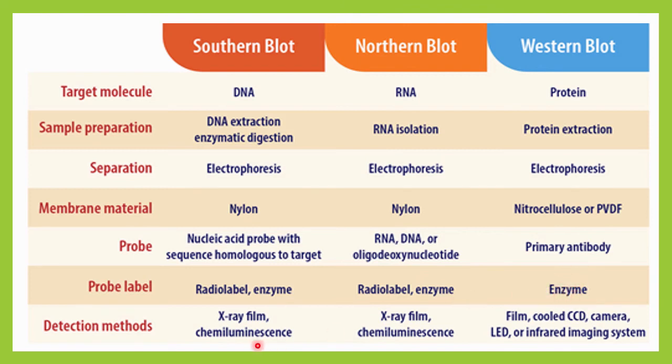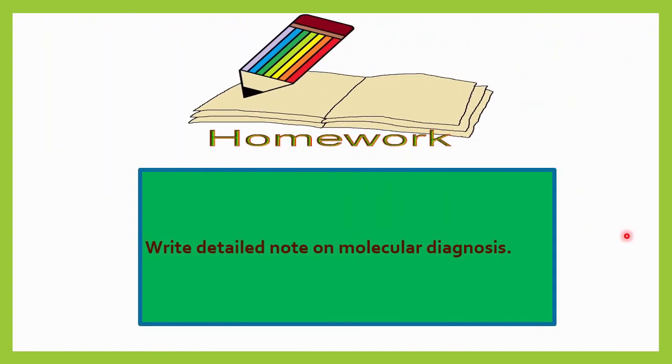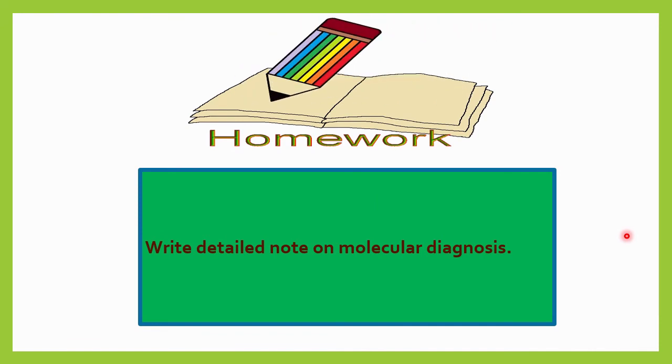The detection method is X-ray film or chemiluminescence. Here also X-ray film and chemiluminescence. Then here film and cool CCD camera, LED. These are different kinds of imaging methods. So this is your homework for today's lecture, and before we finish this lecture, let me summarize the whole topic using one animation video. So look at this video.